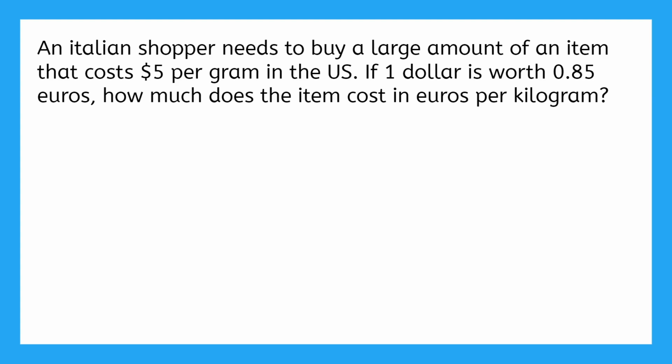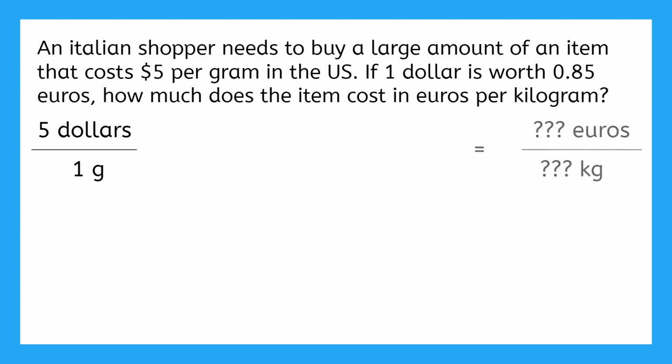Next problem. An Italian shopper needs to buy a large amount of an item that costs $5 per gram in the US. If $1 is worth 0.85 euros, how much does the item cost in euros per kilogram? So first we need a starting point, and we need to know where to end. Our starting point will be the price that we already know, which is $5 per gram. And our end, or what we want to answer, is the cost in euros per kilogram.